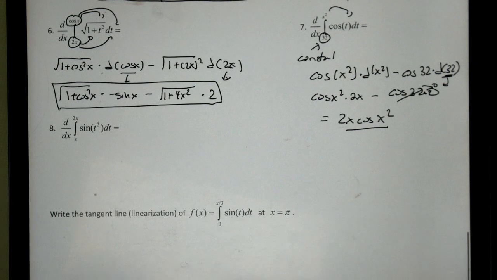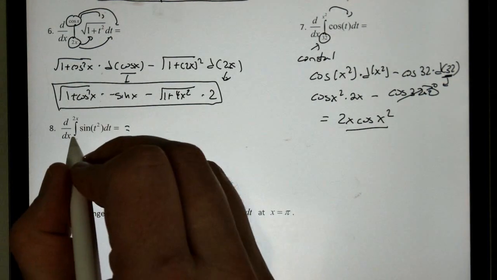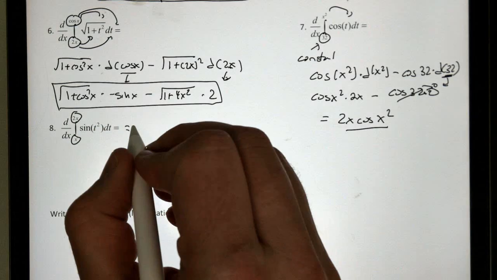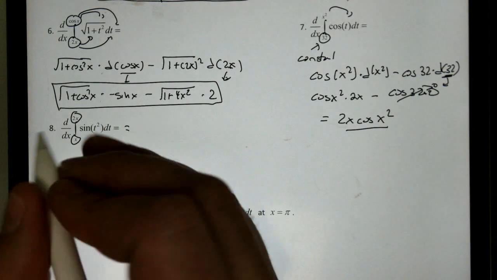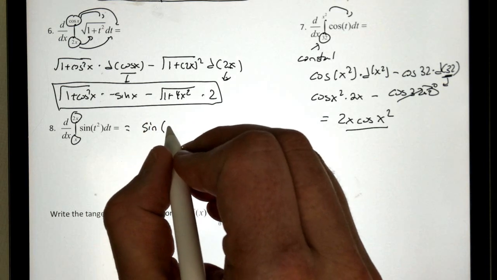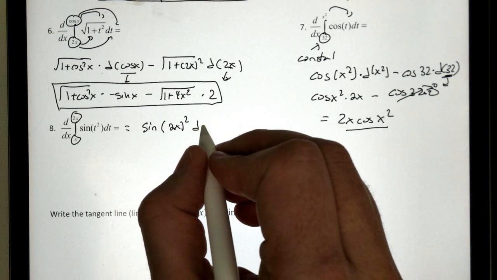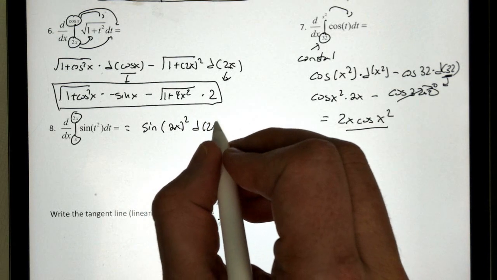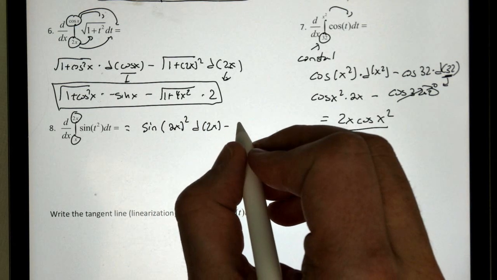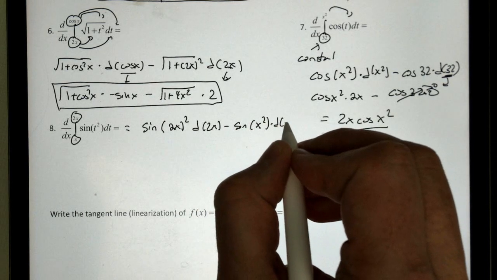All right, try number 8 real quick and pause if you need to. Same thing. Now be careful. Not a constant. Not a constant. So, and I'm taking the derivative, I anticipate what's going to happen. This is going to become the sine of 2x squared times the derivative of 2x minus the sine of x squared times the derivative of x.